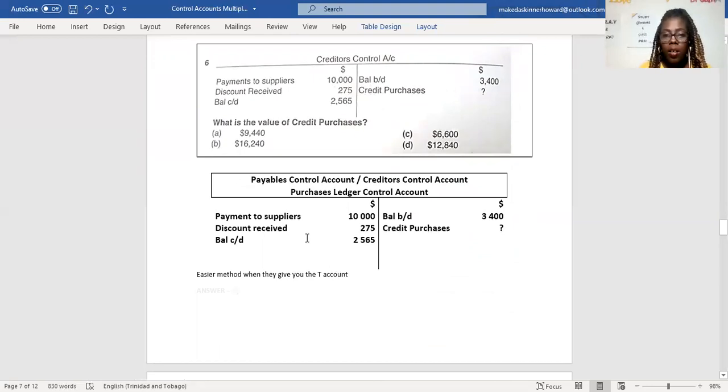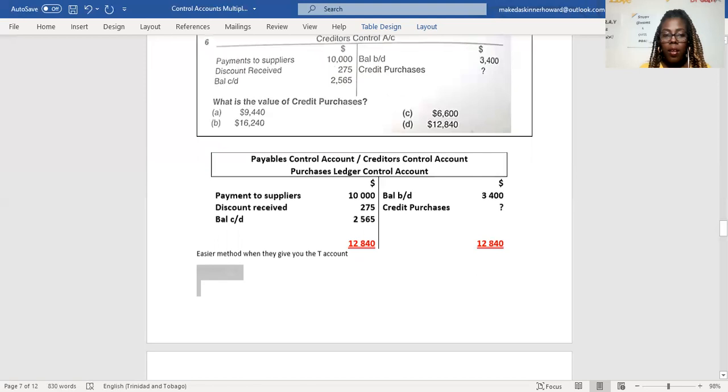Find the total on your T account, especially if they give you a T account. It is easier for you to just find the total on the T account. Use red. All right, so find the total on a T account. Figure out what they want you to find, and then deduct all the other items on that same side from your total. So in this case, we are deducting 3,400 from 12,840. Right, so your answer would be A.